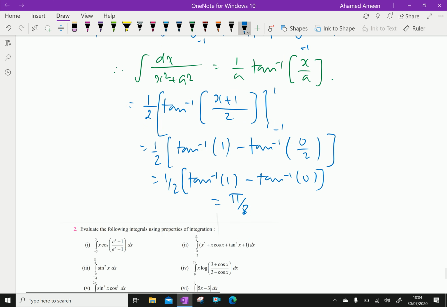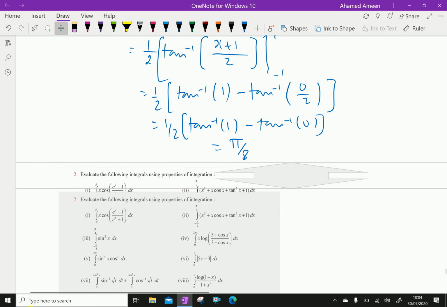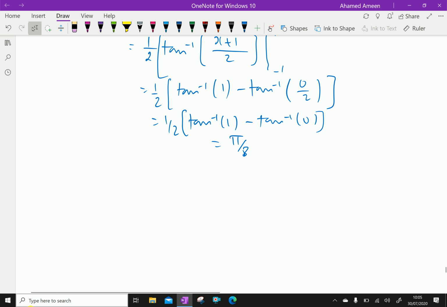Therefore, we can say the integral from minus 1 to 1 of dx over x squared plus 2x plus 5 is equal to pi by 8.